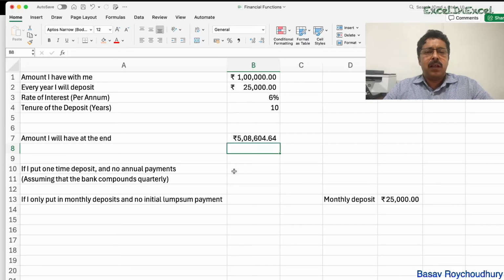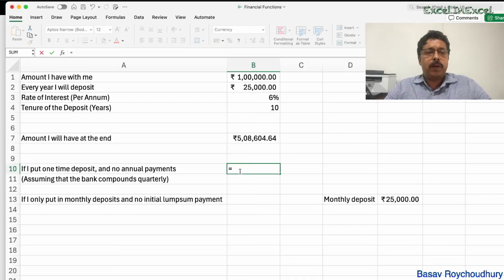What happens if I do not make any periodic deposit? Let's say I put 1 lakh rupees today in the bank, keep it in the bank for 10 years at a 6% interest. That means there is no periodic payment. However, I'm making an assumption that the bank will give me the interest quarterly. So it is a compound interest case, and of course it will be compounded quarterly. As you know, compounding is a very powerful method of making money.